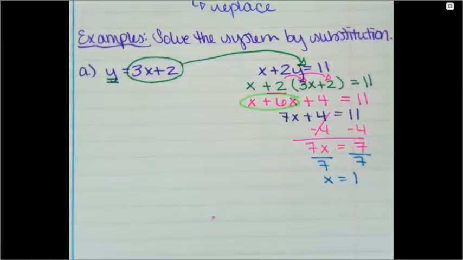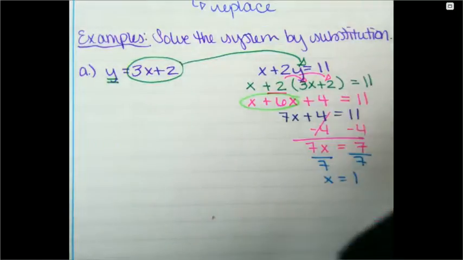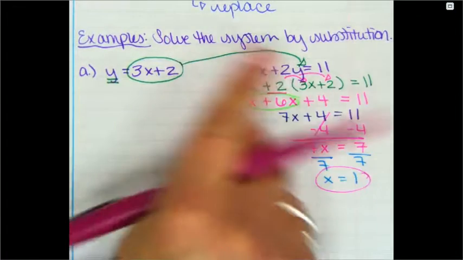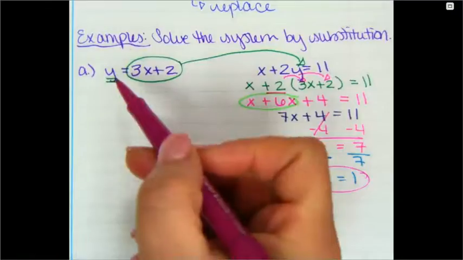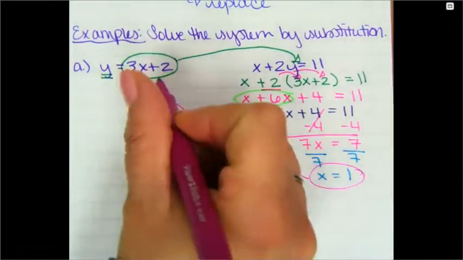What do you need to solve for now? For y. All we're going to do is take the x equals 1 and plug it into either one. Do you understand? It doesn't matter. But which one seems easier? The one that's already set for y equals, because once I plug it in, I'm just going to have y. So I'm going to take this one and plug it in here.